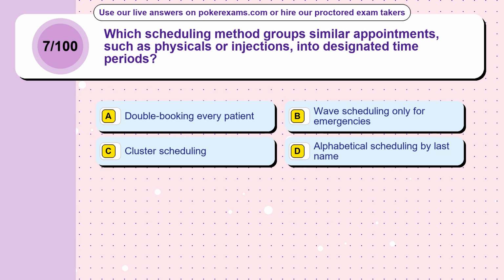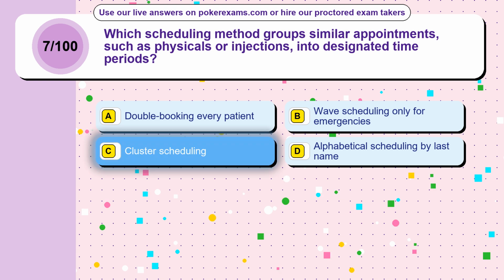Question 7. Which scheduling method groups similar appointments, such as physicals or injections, into designated time periods? Option A. Double booking every patient. Option B. Wave scheduling only for emergencies. Option C. Cluster scheduling. Option D. Alphabetical scheduling by last name. The correct answer is option C.